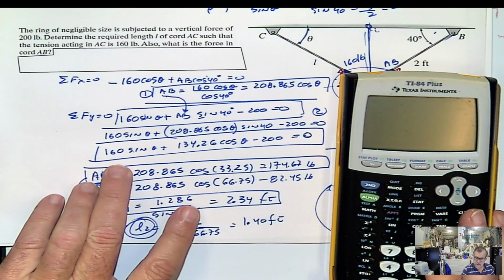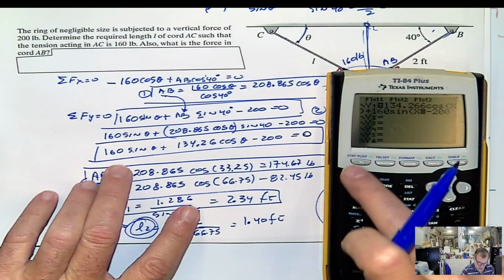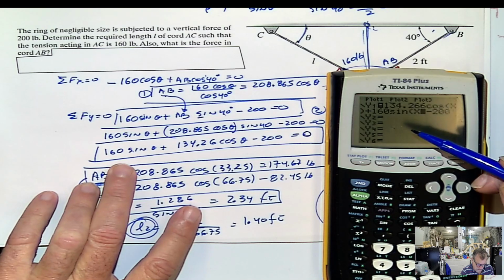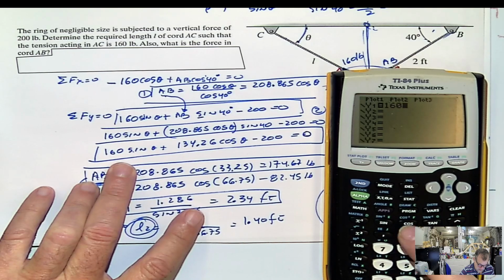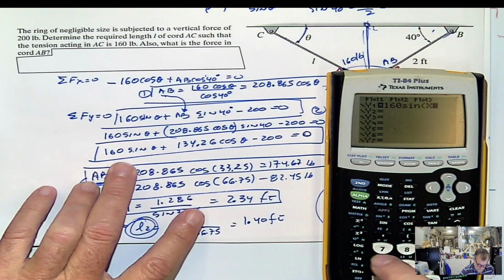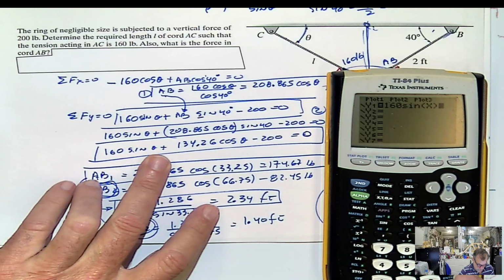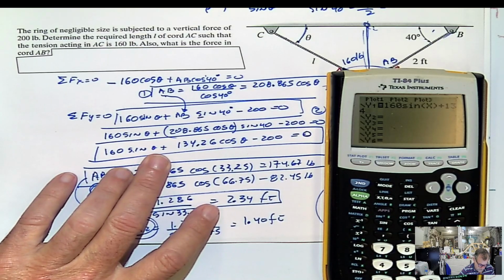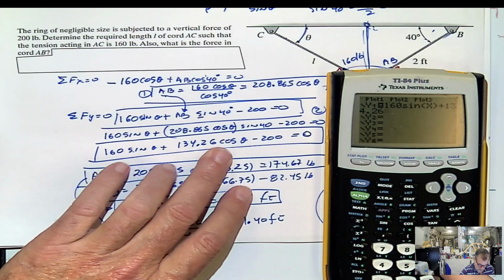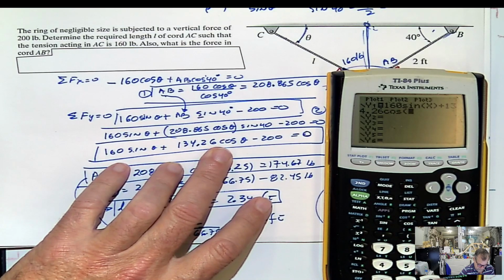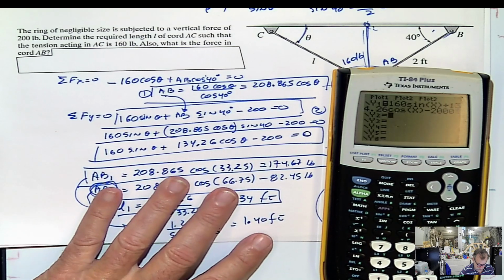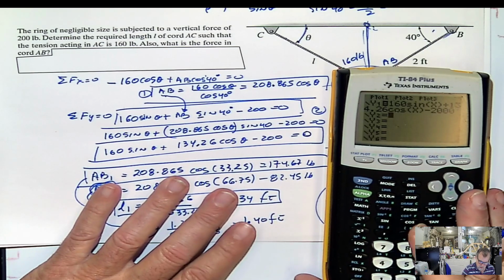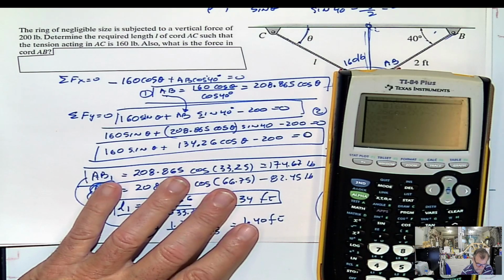This function here, I can plot it. I already did it, but this is not the function. So 160 sine of the variable plus 134.26 cosine of the variable minus 200. That's the value. That's my function. Now I say graph.